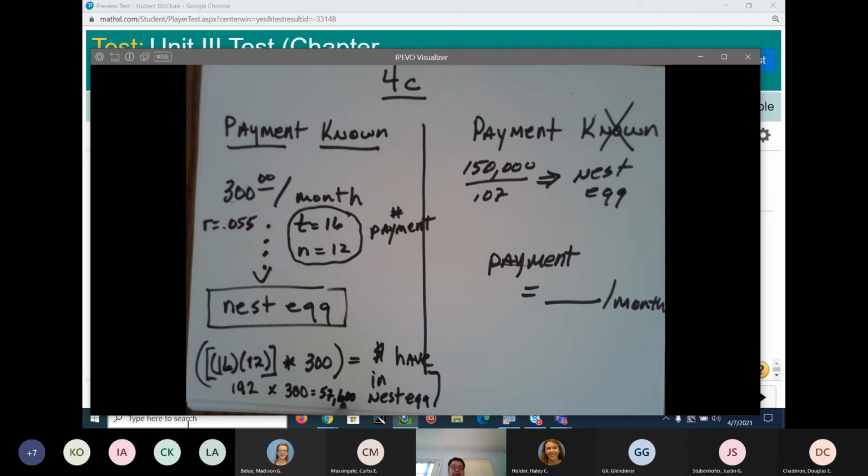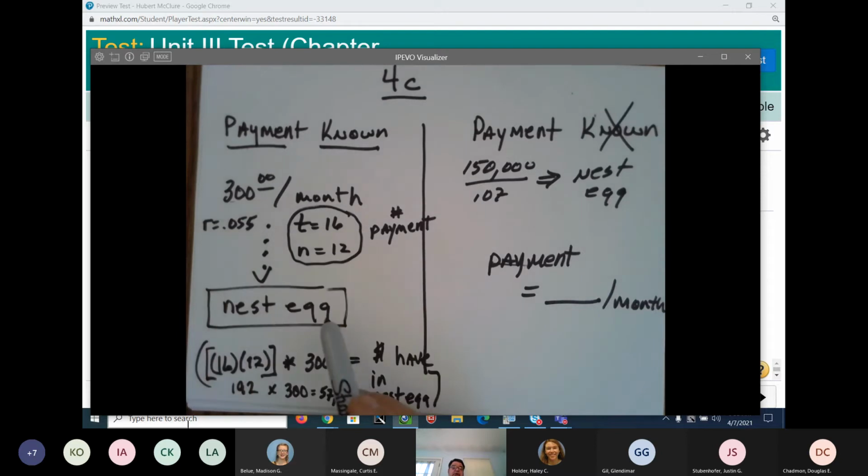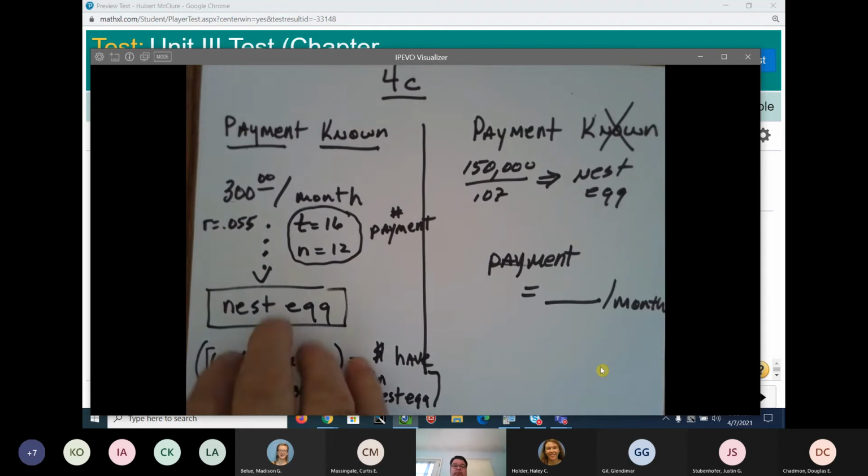57,600. That's how much you've got in the nest egg. That's your money. And this is going to be more than that, because this is going to have 5% interest, almost 6% interest at 16 years. So this is going to be a whole lot more than 57,000. Okay, that's what you got into it. So that's the other type.